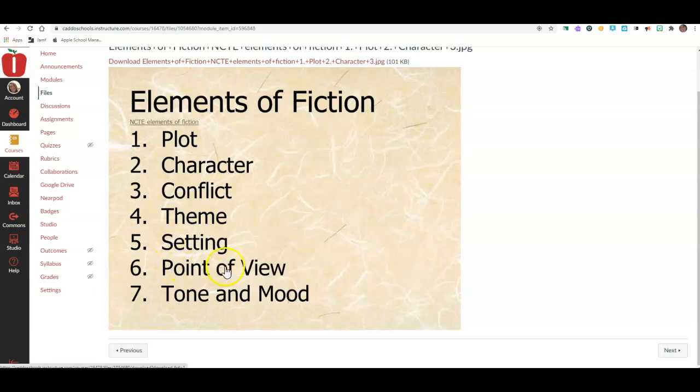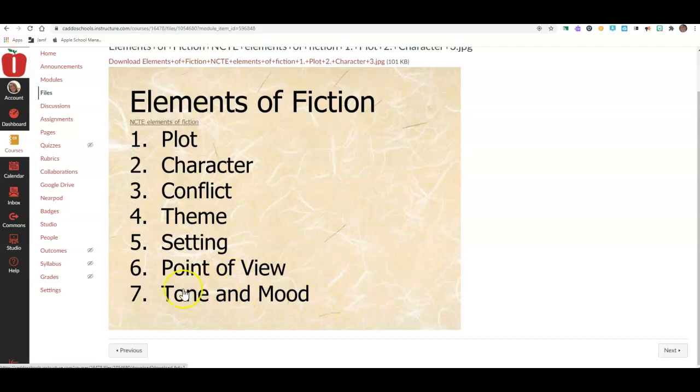Then point of view. Right now you just need to know it's the point of view from which the story is told. Who's telling the story? First person, usually uses personal pronouns. Second person, you don't see that a whole lot. That's when you use you. And then third person pronouns: he, she, they.